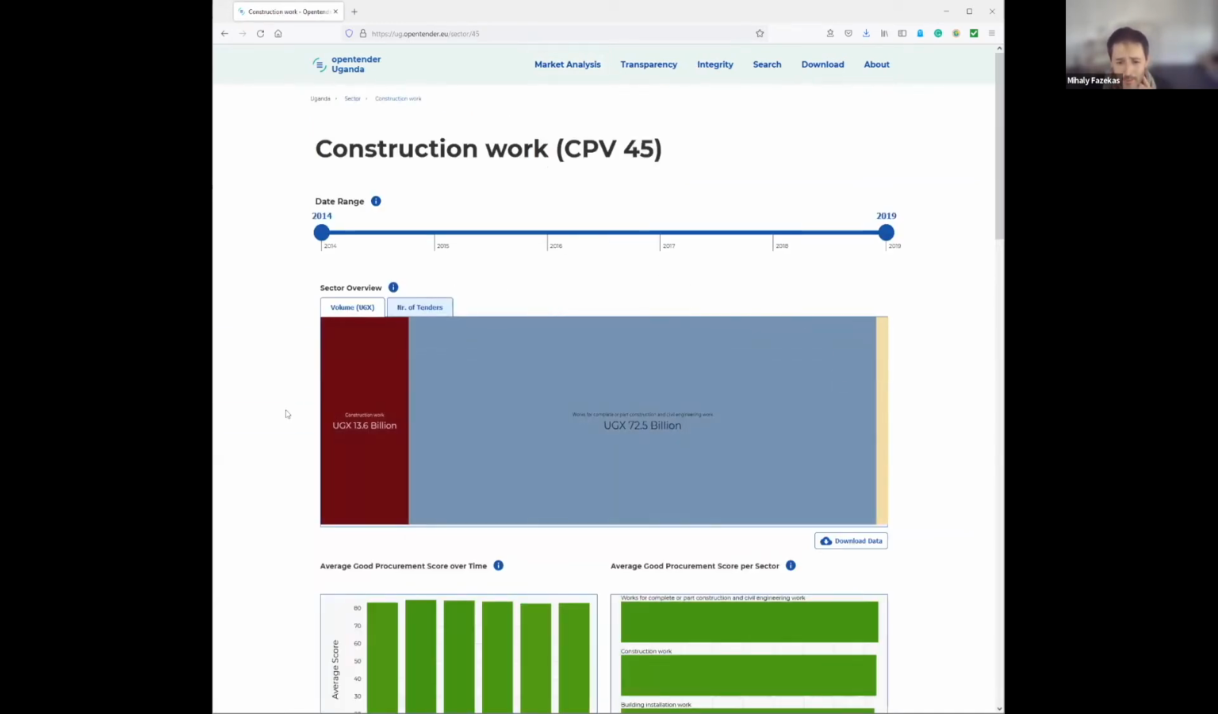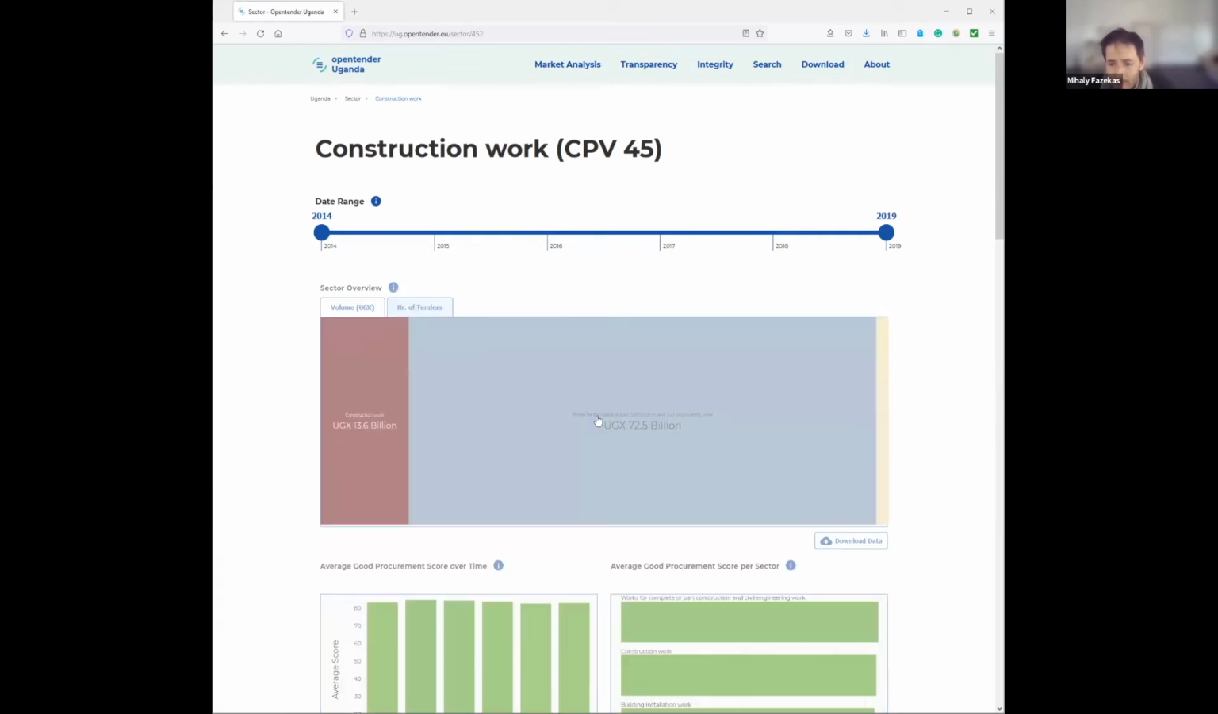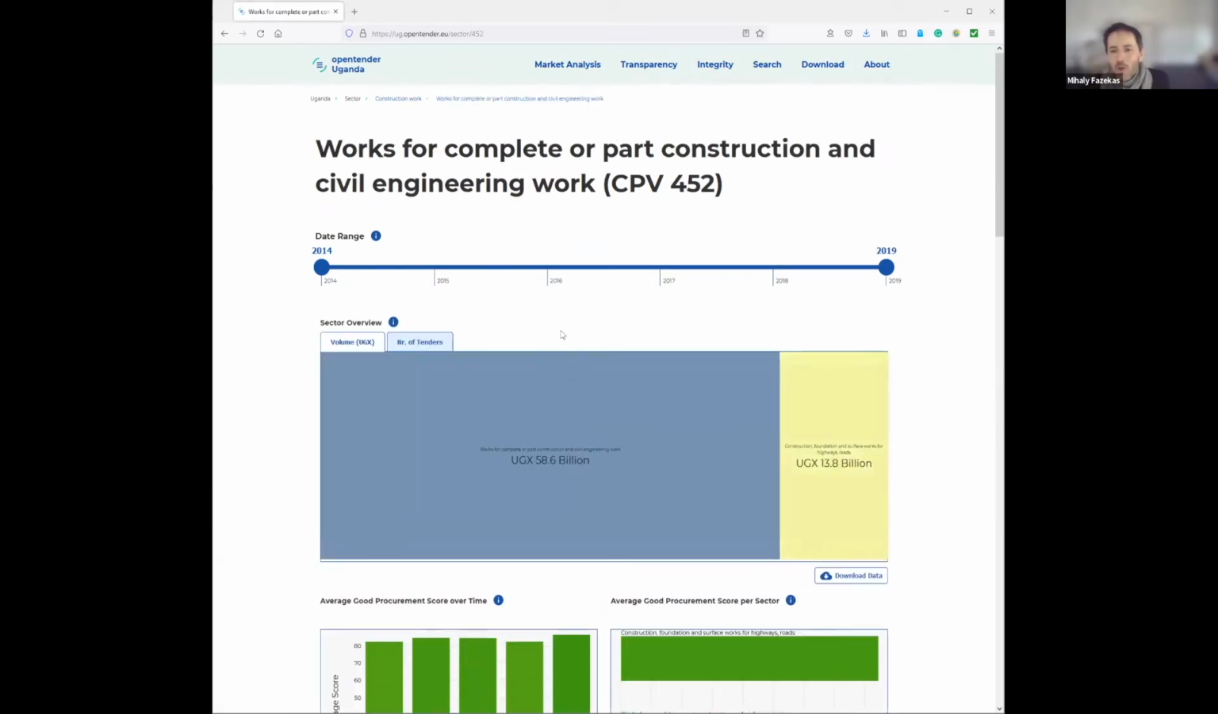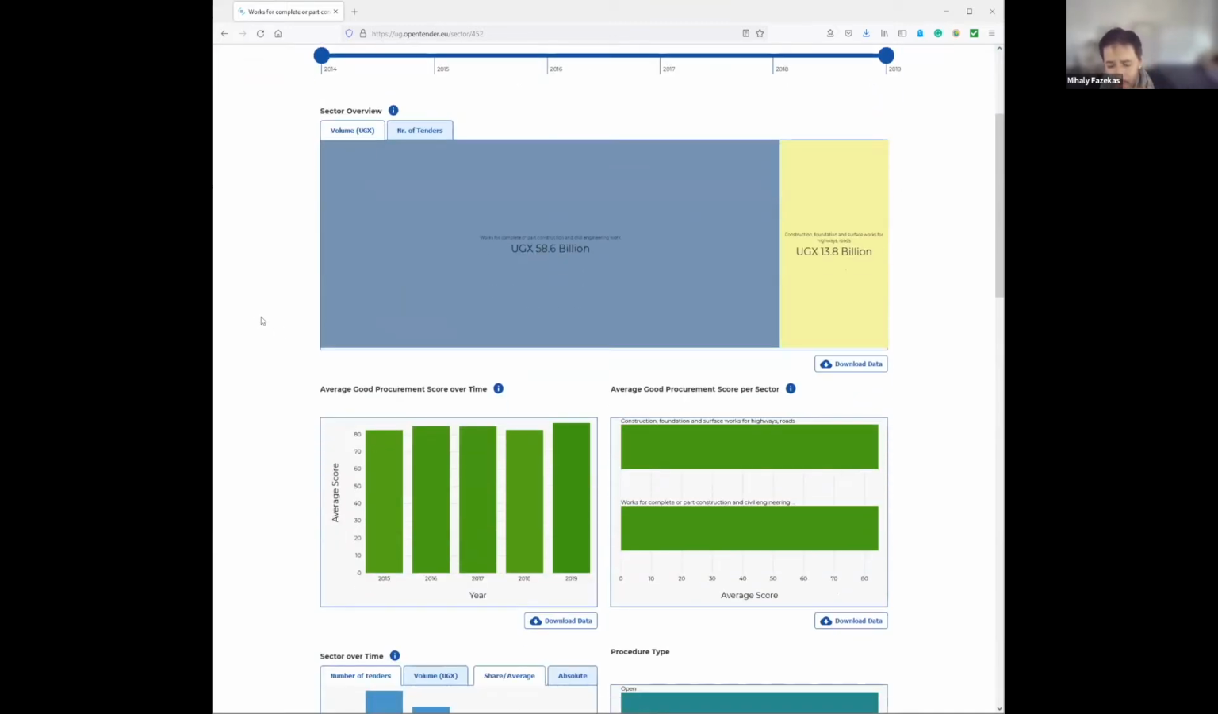So you can look at sectors like construction work, and you can dig deeper, and it's a hierarchical market and product classification. So you can identify the different markets and products you are interested in. You can look at works for competent part construction and civil engineering work. It's a 3-digit code, so you're already at the second layer of the classification. And for each of these identified markets, you can look at the overall procurement score, so transparency and integrity together, with higher scores meaning higher performance, lower scores meaning worse performance.